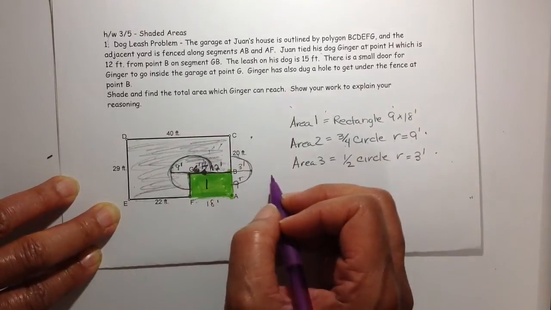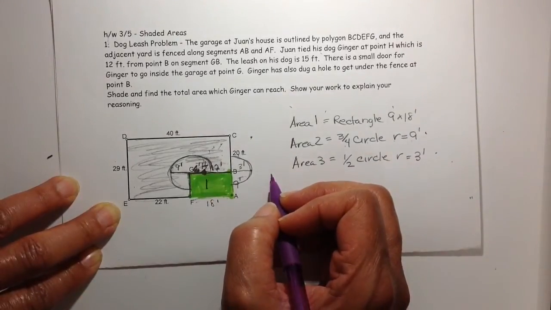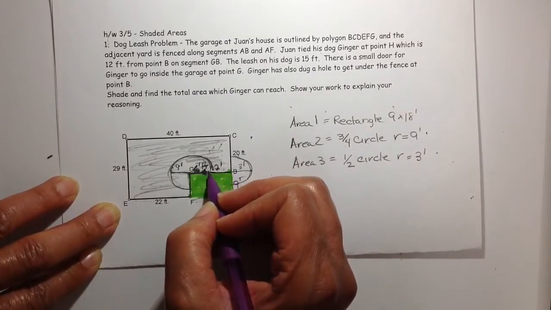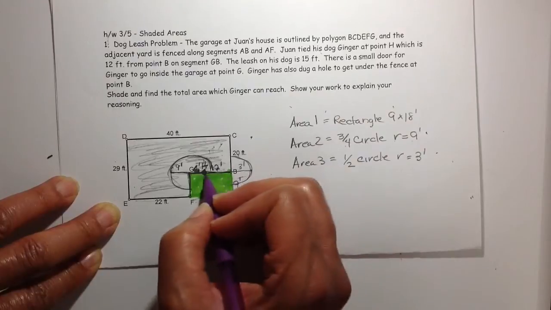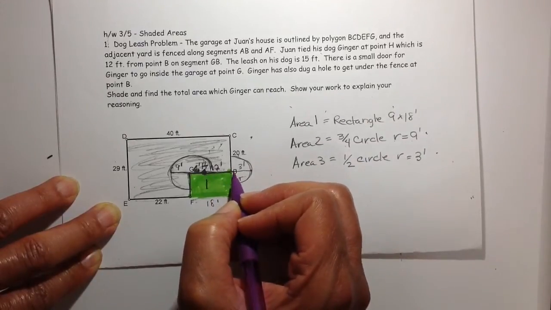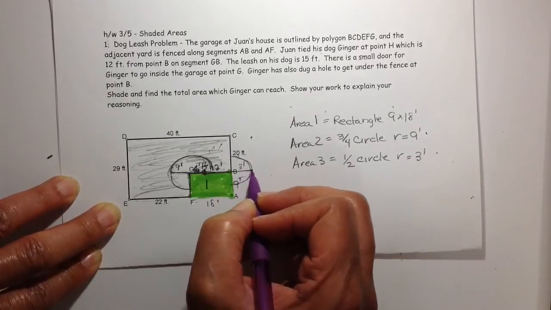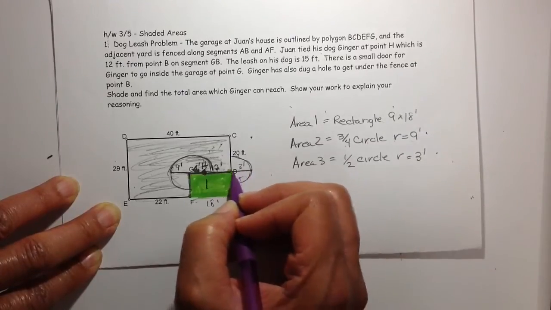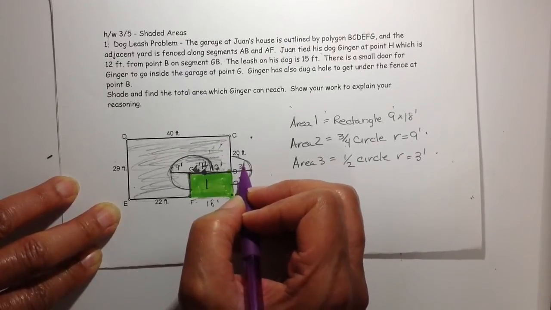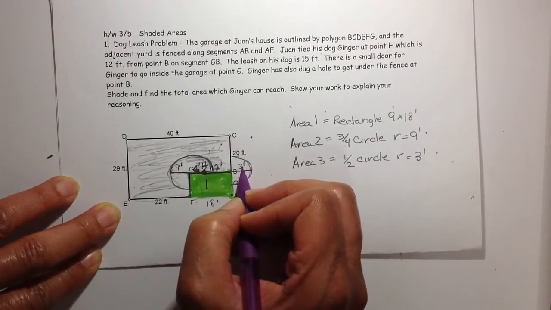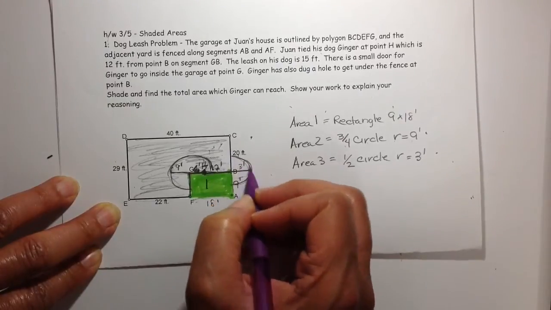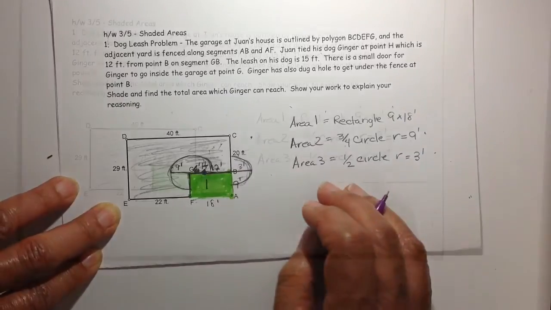Then in area 3, we've got this portion where the dog runs 12 feet in this direction. Remember, the dog's running along the garage. And then he dug a hole through point B and he goes outside. So the length of the leash when he gets outside that fence is going to be 3 feet because 12 plus 3 is 15, and that's that 3-foot area. So this whole area that the dog could cover would be 3 feet.